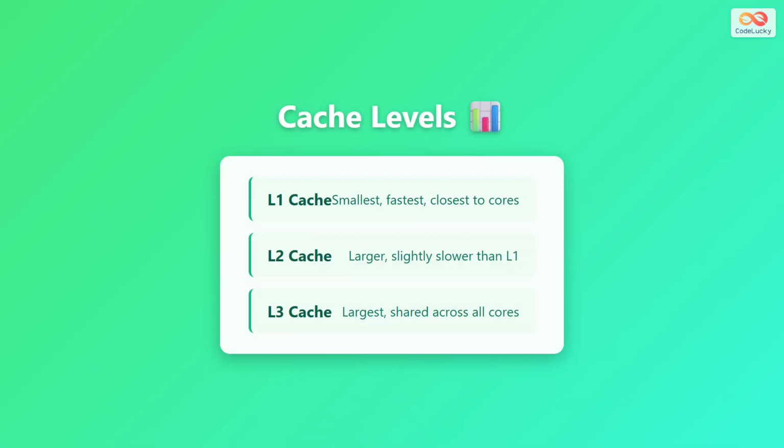CPU cache is organized into 3 levels. L1 cache is the smallest and fastest, located closest to the processor cores. L2 cache is larger but slightly slower than L1. L3 cache is the largest and is shared across all cores. Each level serves as a backup for the faster level above it.